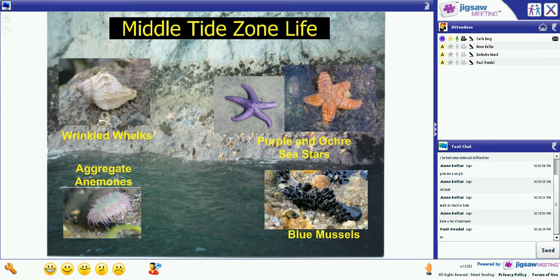On the top, we have a wrinkled whelk. Whelks are organisms that like to live in this area. We have anemones. We have sea stars, and I put a purple one and an ochre one up here. And we have blue mussels.